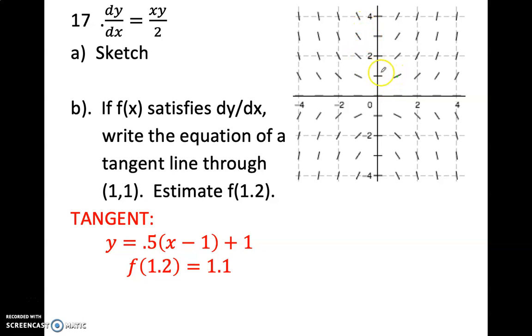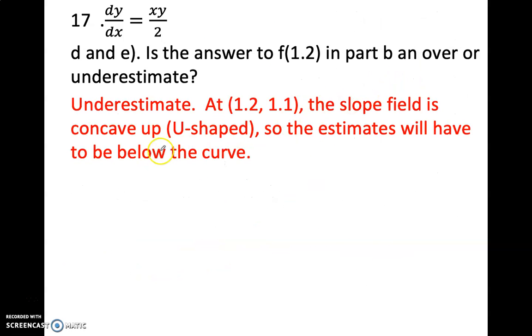But you can look at the overall shape of the graph right around here. It's a concave up graph. All right, so what that means is that when we're taking the tangents of it, they are going to lie underneath the curve. So we're talking about underestimates. So that's why this is an underestimate, because it's a U shape.